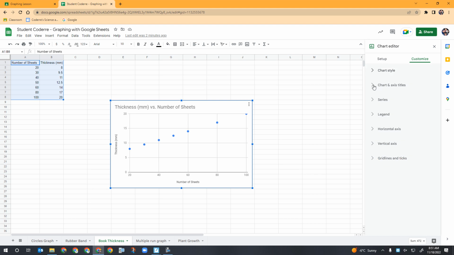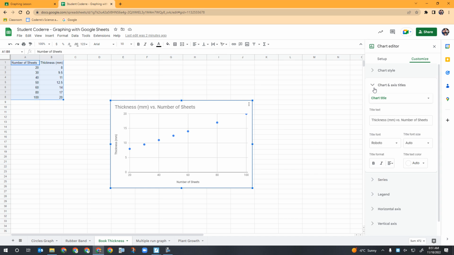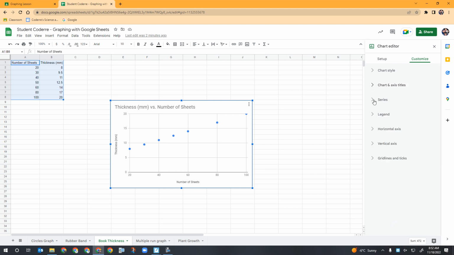Okay, Chart Axis and Titles is where you would go to change things like the title here, which, I mean, it's okay. It tells us what's on the graph. Or the horizontal axis title, which is also okay. It's number of sheets. And the vertical axis title, it's okay. It says thickness in millimeters. So I don't actually need to change any of that either. In series, I do need to do a couple of things.